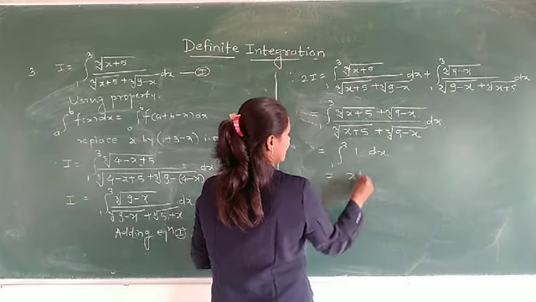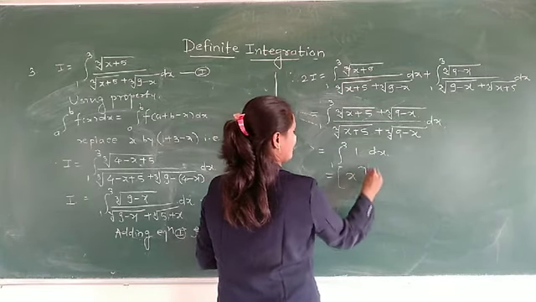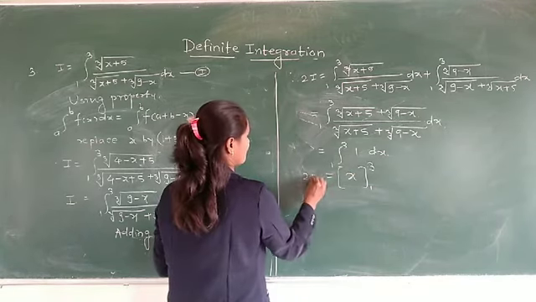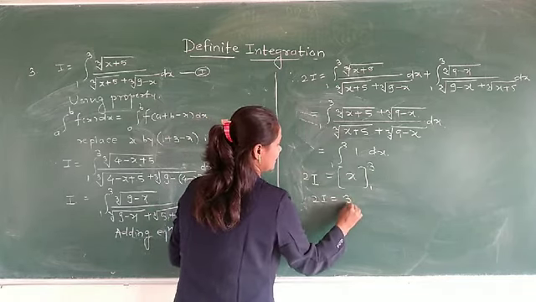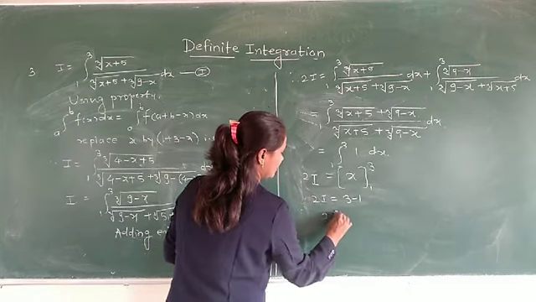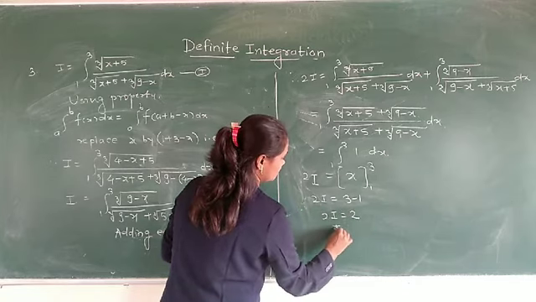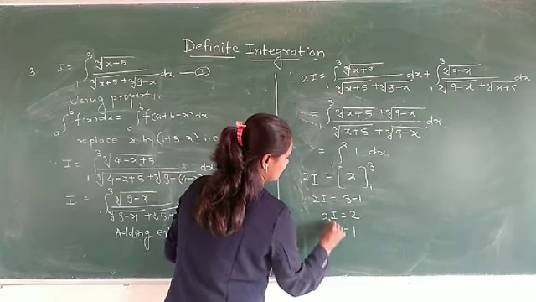The integration of dx is x only, with limits 1 to 3. So 2I is equal to upper limit 3 minus lower limit 1. Therefore 2I is equal to 2, since I is equal to 1.